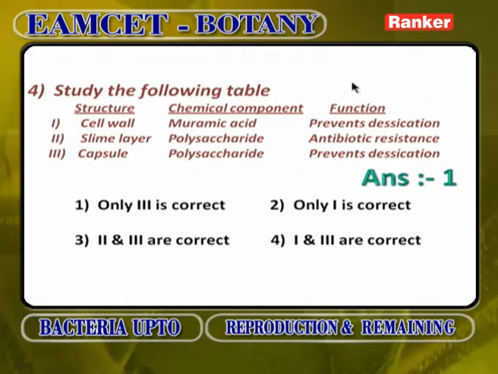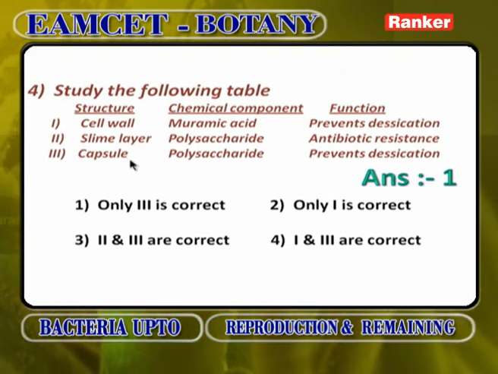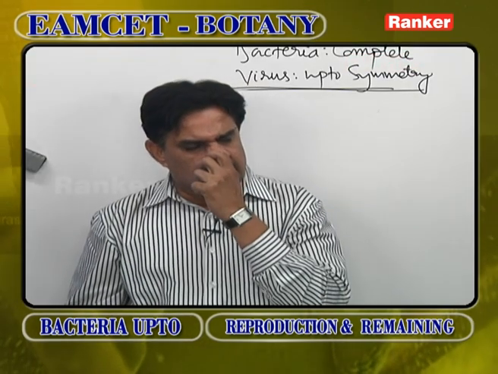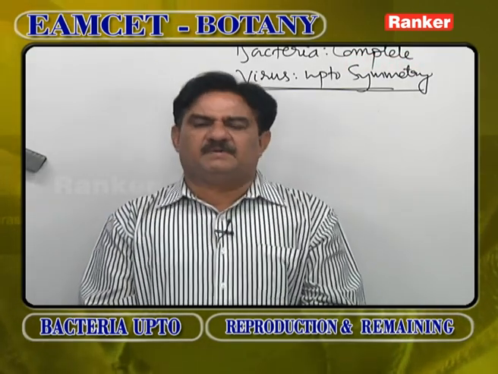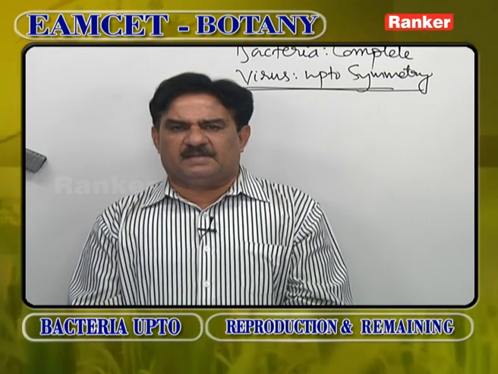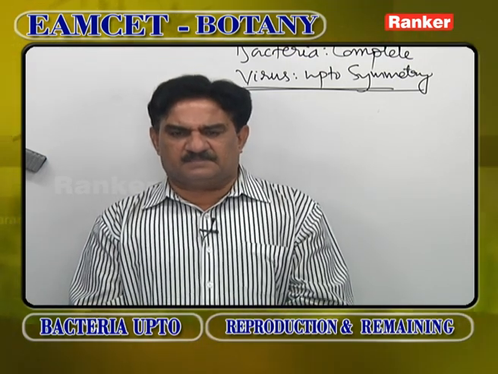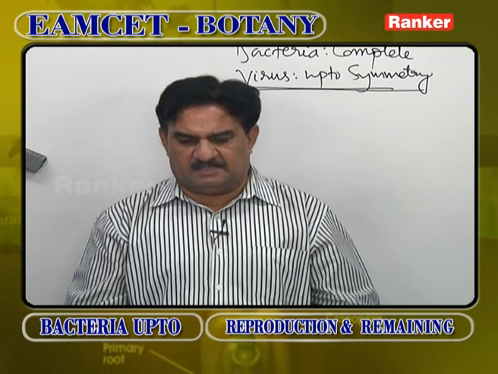Study the following table and identify the correct one. Cell wall muramic acid prevents desiccation is wrong. Muramic acid is present in the cell wall, that is correct, but preventing desiccation is done by the capsule, not by the cell wall. Slime layer polysaccharide antibiotic resistant: the slime layer is made up of polysaccharides, but it is not giving any antibiotic resistance. It makes the bacterial cell get attached to hard objects present in the water, plants and other things.